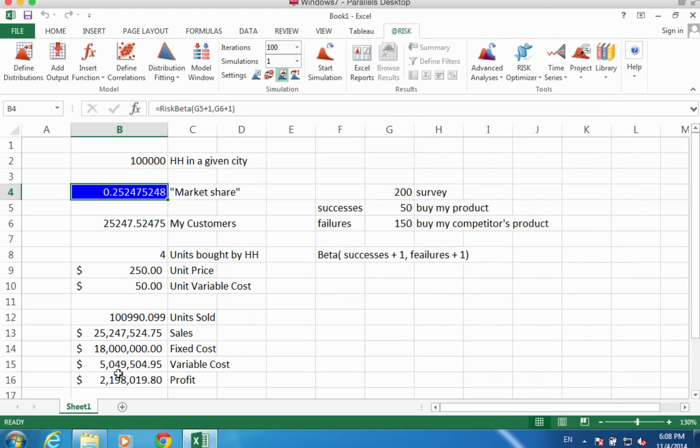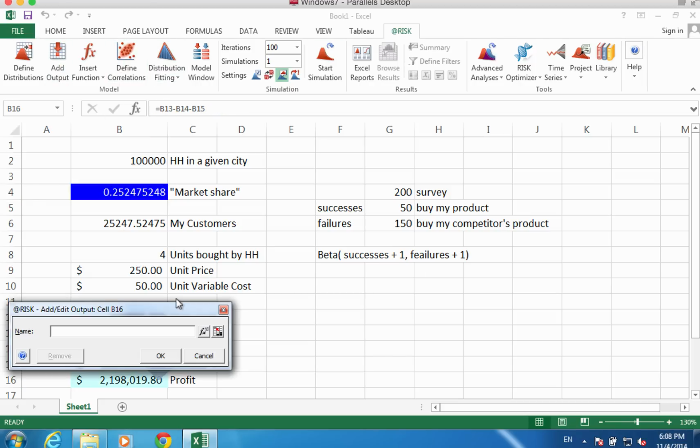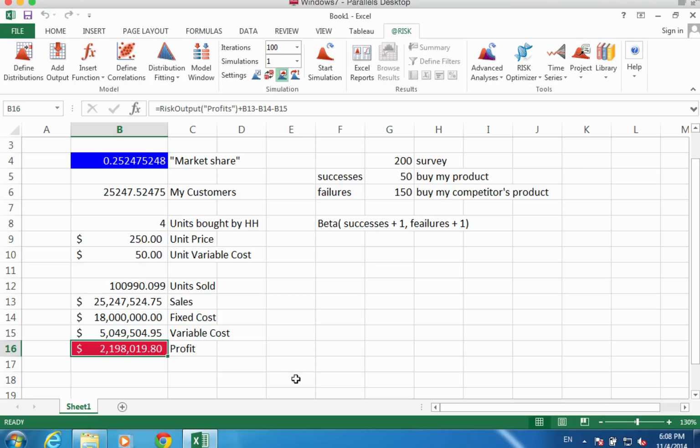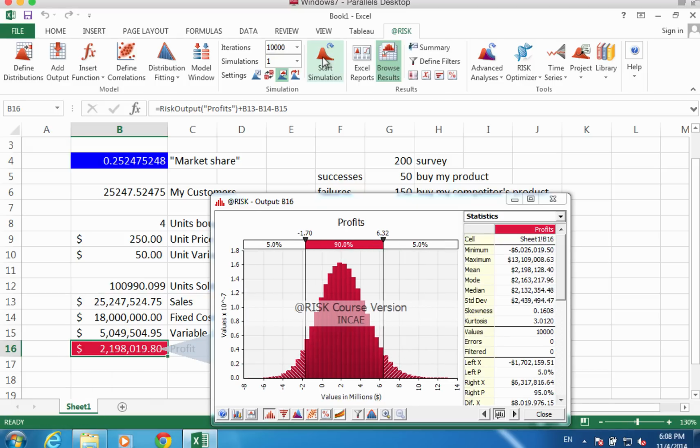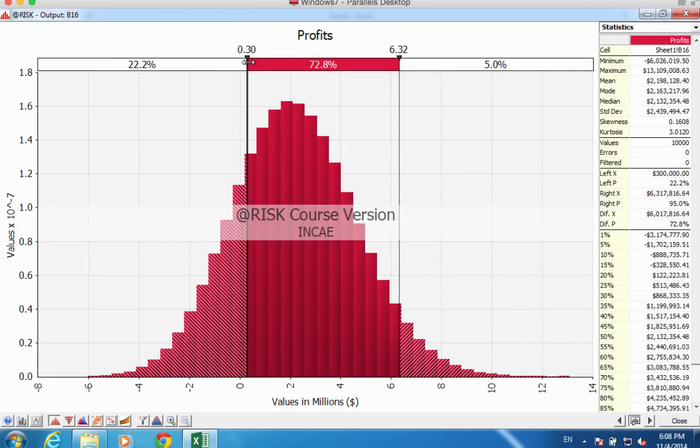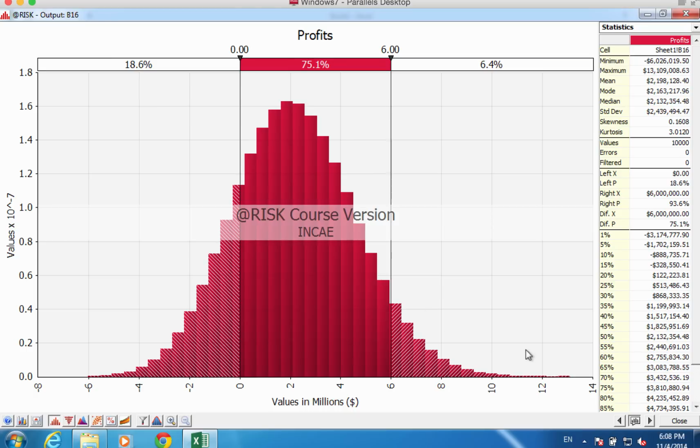And let's say I'm interested in measuring profits. That's going to be my output. So that's the output, profits. And I want the simulation to understand the risks of not making any money or losing money. So let's say I run the simulation 10,000 times. So this is the variable that I'm interested in now. What is the probability that I make less than zero? What is the probability that I lose money? So there's an 18% probability that I'm going to lose money. Okay, what's the probability that I make more than $6 million? 6.4%. So I have my distribution for profits when the source of uncertainty, the source of risk, is a proportion.